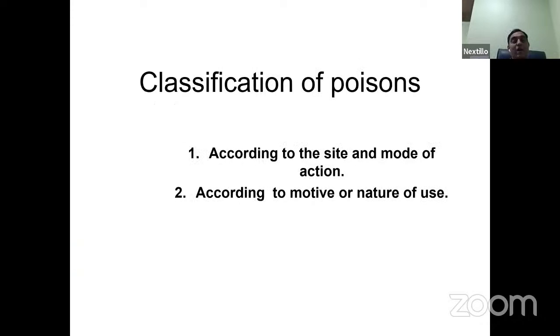Another classification exists according to the site and mode of action, and according to the motive or nature of use. Does anyone have any idea about the site and mode of action classification? Can anyone start writing in the chat box, or you can also answer. Is it possible to answer the question or interact with you people? Anyone can write in the chat box. Any idea about this poison classification? If you have an idea, then we'll share it with you, or we can just go ahead. So we are going ahead with the site and mode.